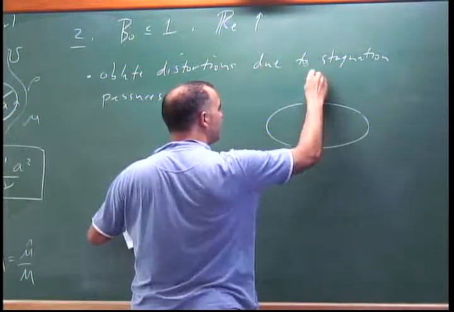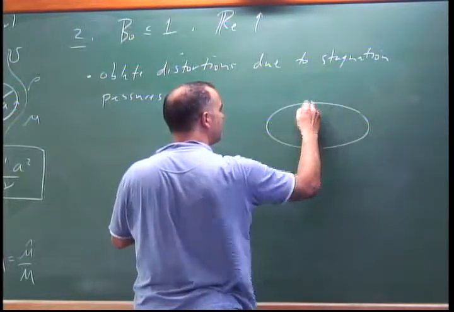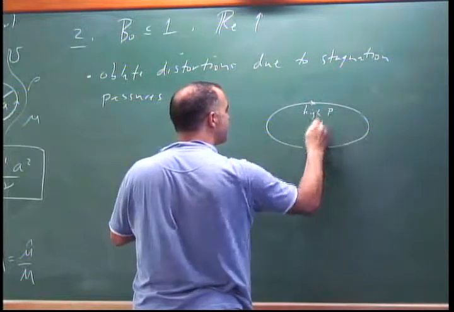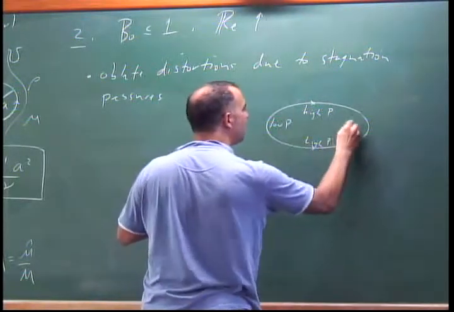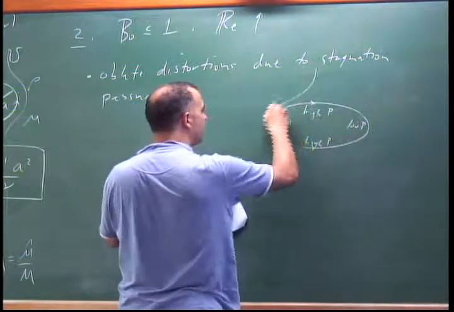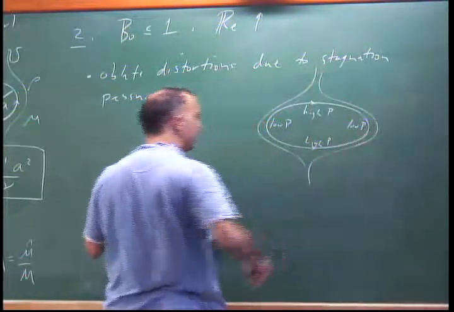All right, so here you have stagnation points, which means low speed, high pressure. And here you have low pressure, so you have to have high curvature. So that's the first distortion.